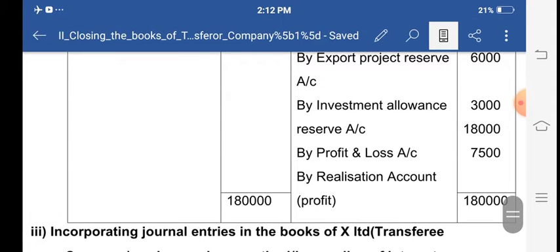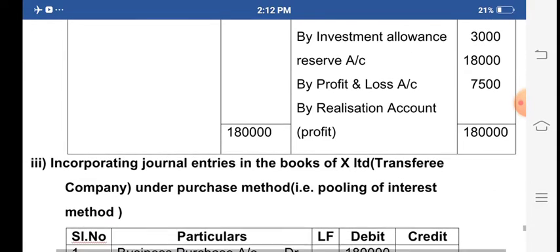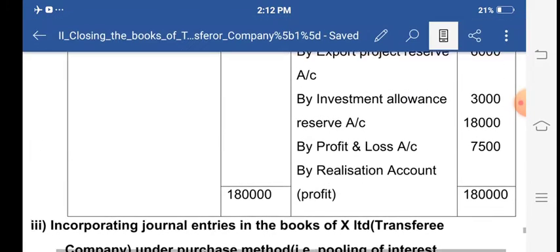As well as by profit and loss account 18,000, and by realization account 7,500. Like this you have to prepare the equity shareholders account.